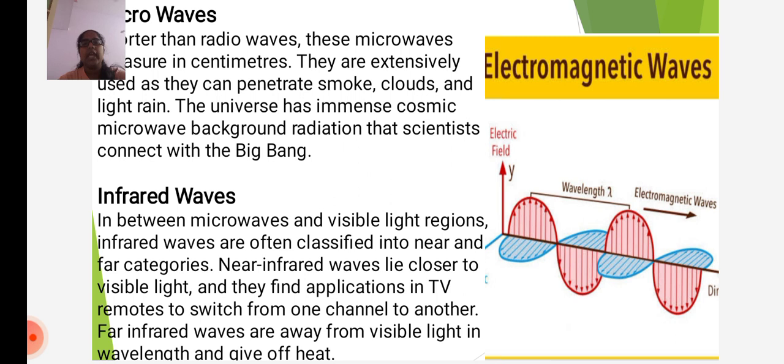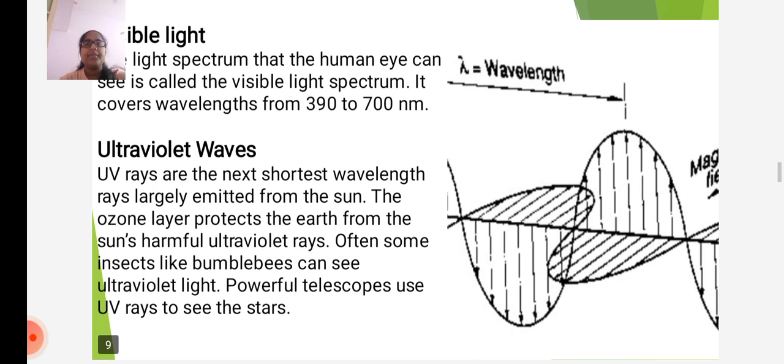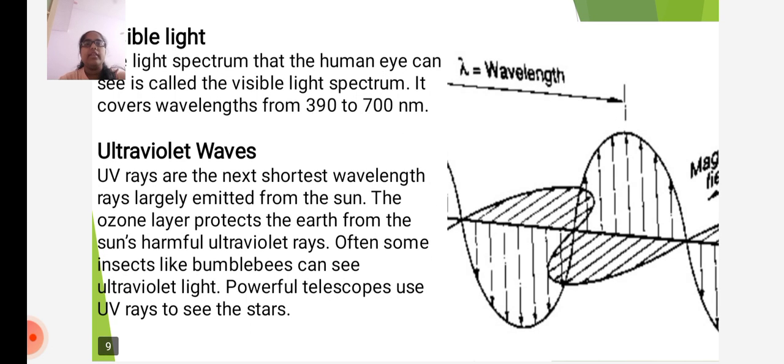Infrared waves. In between microwaves and visible light regions, infrared waves are often classified into near and far categories. Near infrared waves lie closer to the visible light and they find applications in TV remotes to switch from one channel to another. Far infrared waves are farther away from visible light in wavelength and give off heat. Visible light. The spectrum that the human eye can see is called the visible light spectrum. It covers wavelengths from 390 to 700 nanometers.